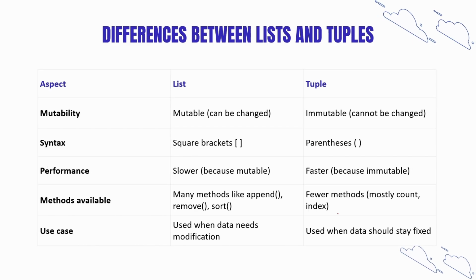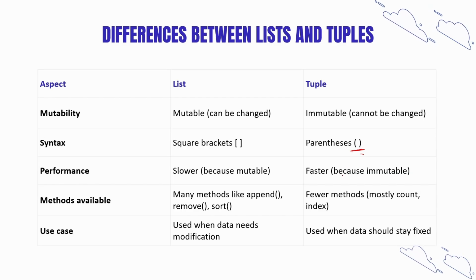Next is differences between lists and tuples. First difference is mutability. We have already read that lists are mutable in nature, so we can change the elements, we can reorder the elements. But tuples are immutable in nature, so they cannot be changed. They stay fixed. Okay. Syntax: for tuples we use these parentheses. Performance: lists are slower because they are mutable. On the other hand, tuples are faster because they are immutable.